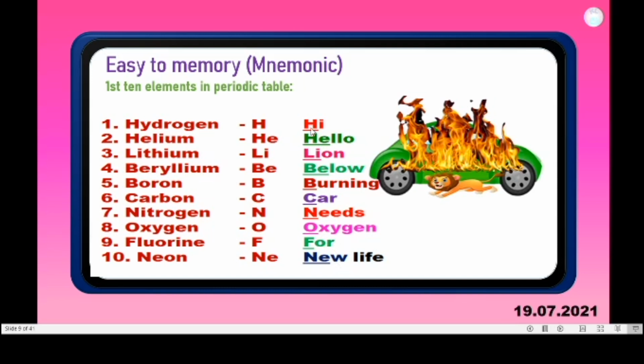Here, hi, H, hydrogen. Hello, He, helium. Lion, Li, lithium. Below, Be, beryllium. Burning, boron. Car, C, carbon. Needs, N, nitrogen. O, oxygen. For, F, fluorine. From new life we learn the element name Ne, neon. So, hi, hello, lion below, burning car needs oxygen for new life. Here, this is the atomic number 1 to 10.